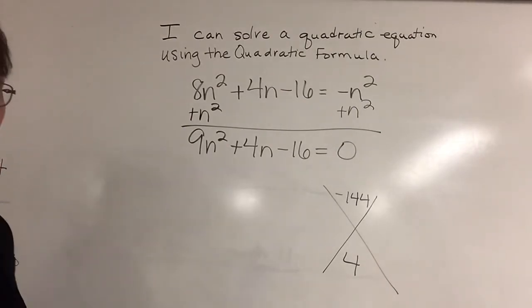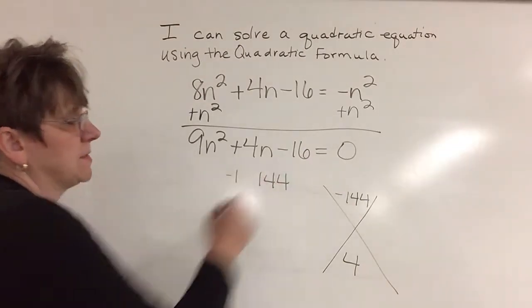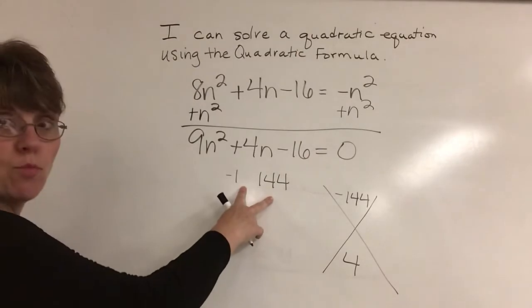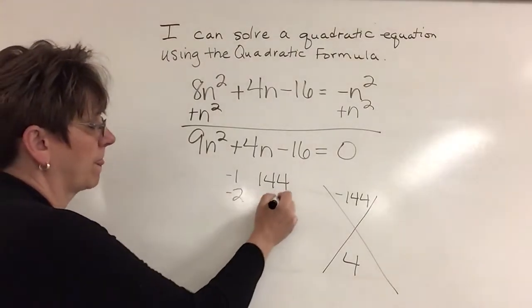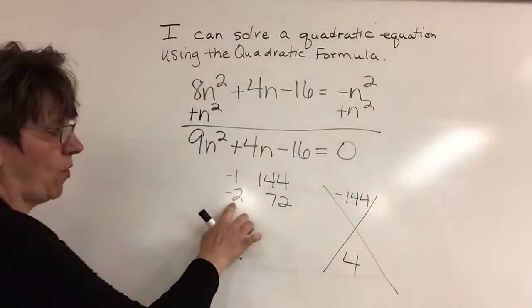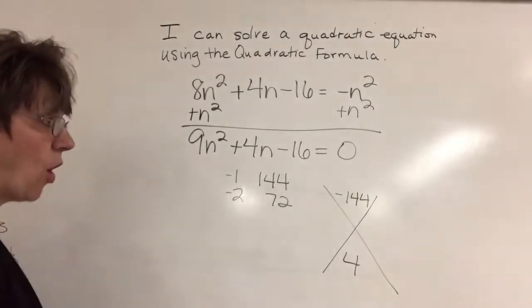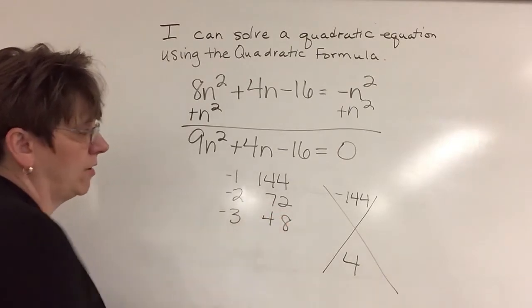Before I started my video, I went through and looked at some of these factors. One of them has to be negative, and it's going to have to be the smaller of the two factors. These are much more than 4 apart, so this is not going to work. Negative 2 times 72 gives me negative 144. Again, much more than 4 apart. So I kept going, finding my factors of 144.